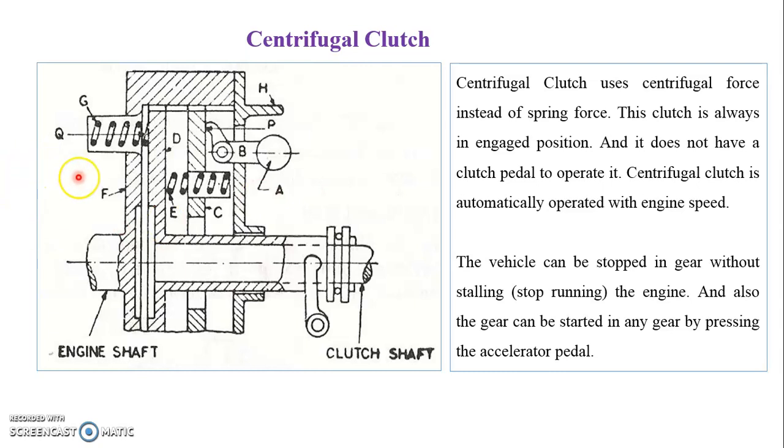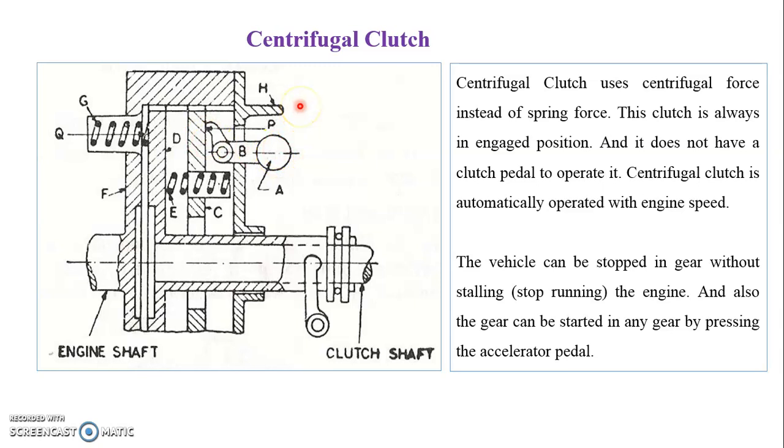So here the figure shows the schematic diagram for the centrifugal clutch. As speed increases, the weight A flies off, thereby operating the bell crank lever B. Here A is a weight. When speed increases, the weight flies off, thereby operating the bell crank lever B. B is a bell crank lever, which presses the plate C. This is a pressure plate. It presses the pressure plate. That is C.